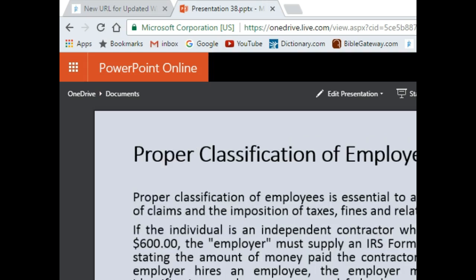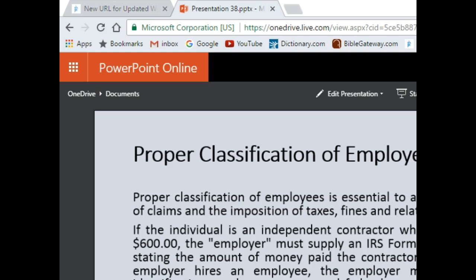Let's move on and talk about proper classification of employees. That's in your course textbook. Proper classification of employees is obviously essential to avoid liability for a variety of claims and the imposition of taxes, fines, and related sanctions.